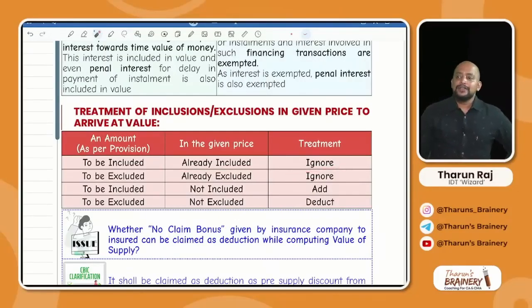Then second, you need to see another amount, and as per provision it is to be excluded. Example, subsidy from state government is to be excluded, and in the given price, it is already excluded. So ignore. Then next one, suppose entertainment tax other than GST is to be included in the value, and in the given price, it is not included. So we need to add. Then an amount is to be excluded. Example, pre-supply discount. In the given price they have not deducted the discount, so you need to deduct.